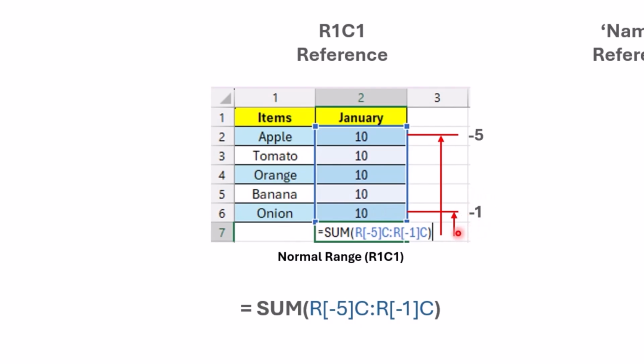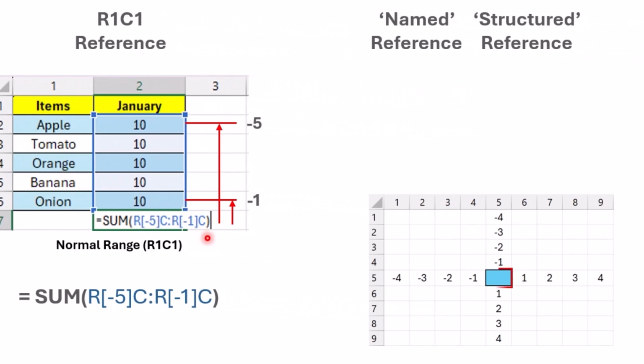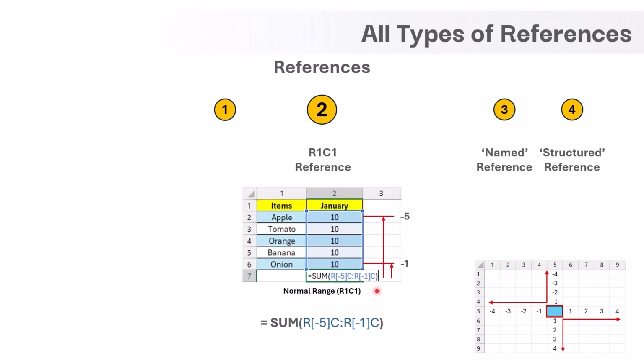Since the formula is entered in the same column where the summation values are available, the C value will remain constant. So to make it simple, say we are going to enter an Excel formula in the blue colored cell. Any rows or columns that are above and to the left of this cell will be referenced as negative values, and any rows or columns that are below and to the right of this cell will be referenced with positive values. As I said before, this is the least used reference style in Excel formulas, but it is important that we understand the syntax.